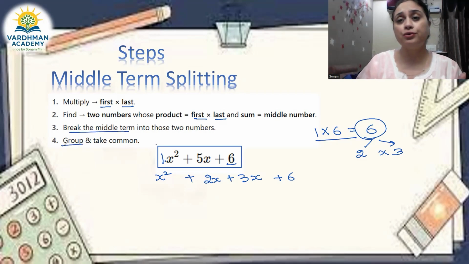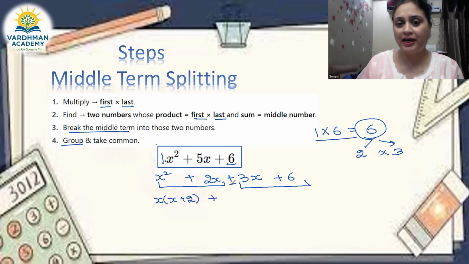Then you're going to do grouping, children, and finally you're going to take common factors. So what will we do for grouping? We will group the first two terms and the last two terms. So what can you take as common? It's x, children, right? So what are you left with? x plus 2. And then you write the operator which is in the middle as it is. It could be plus, it could be minus, right? And then you will take 3 as common. So what are you left with?